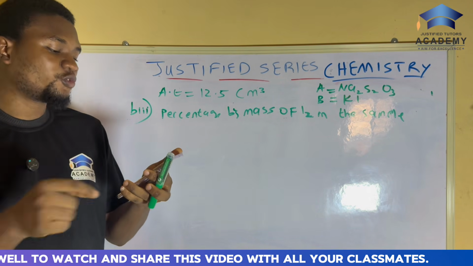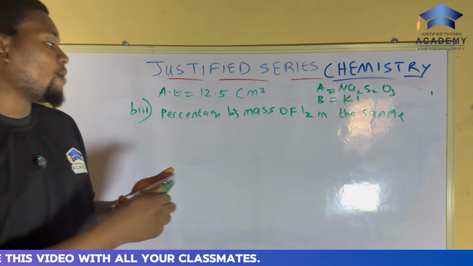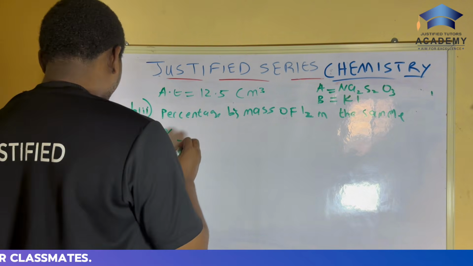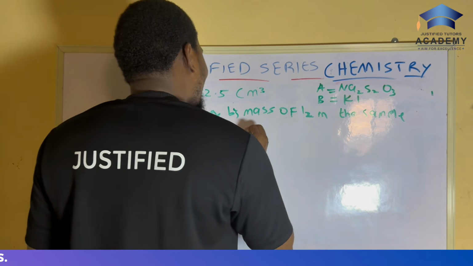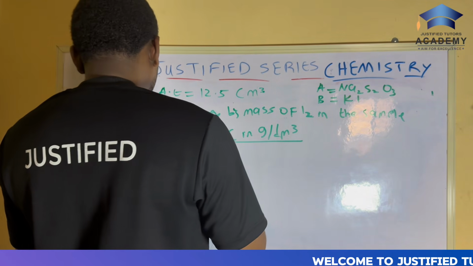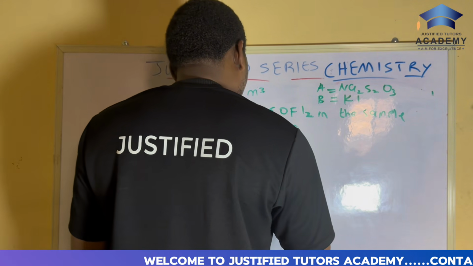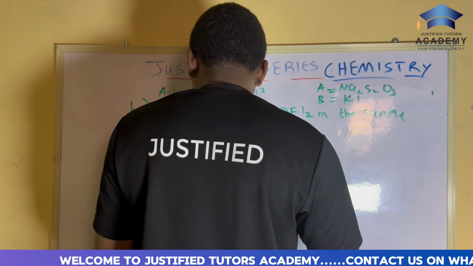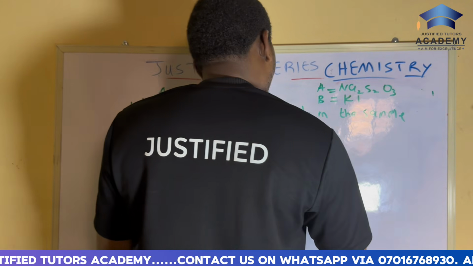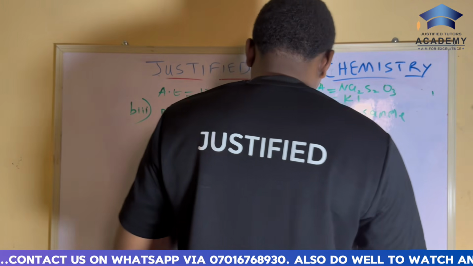to find the percentage by mass in the sample. Because now note the formula for percentage by mass is given as conc in gram per dm cube divided by 9 gram per dm cube of impure I2, multiplied by 100 over 1. That's the formula.